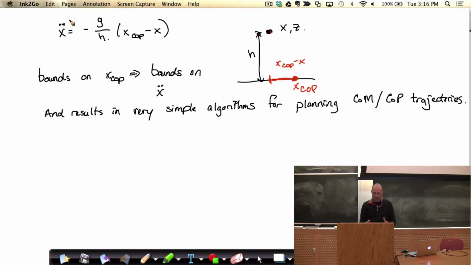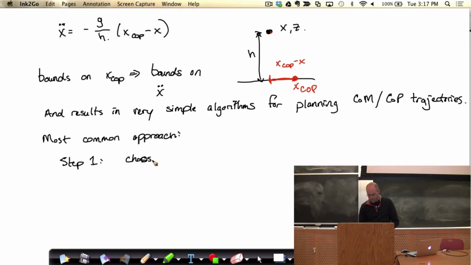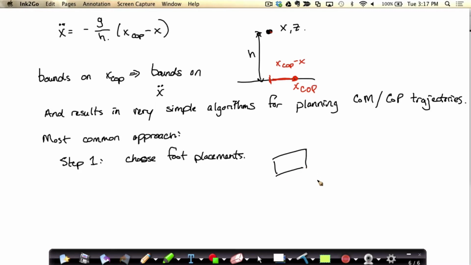So a lot of times, if you're a walking robot, you'll look down at the ground and you'll have constraints on where you can put your feet. Maybe there's stairs, maybe there's something else. So the most common approach is, step one, choose some foot placements. Okay, so maybe if I have square or rectangular feet, I'll go ahead and make a plan that puts my feet down.